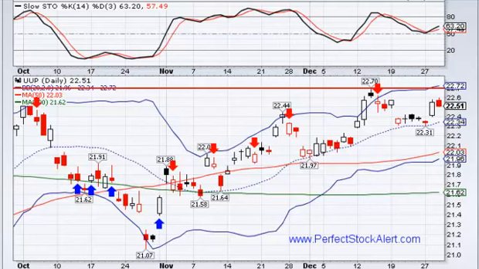Like we do every night, I've got 3 market charts to analyze for you, so check this out. 3 different ones every night.